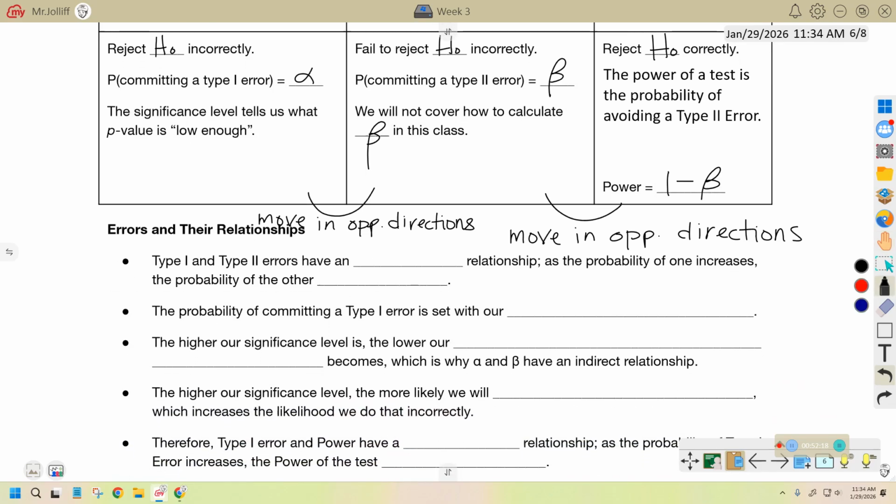Type 1 and type 2, alpha and beta, have an inverse relationship, opposite directions, sometimes called indirect. As the probability of one increases, the probability of the other decreases. Opposite directions. Again, the probability of committing a type 1 error is our alpha. It's set with our significance level.